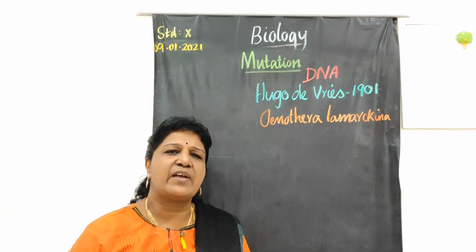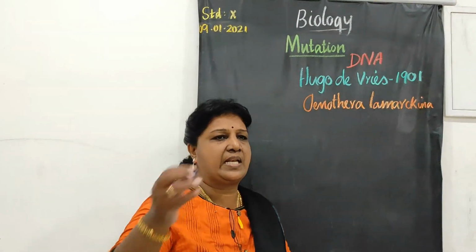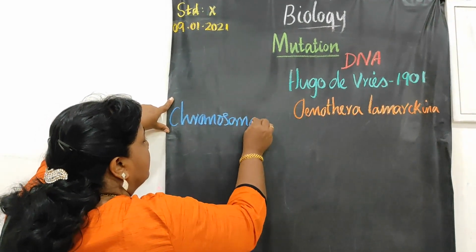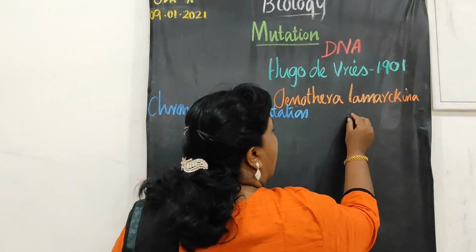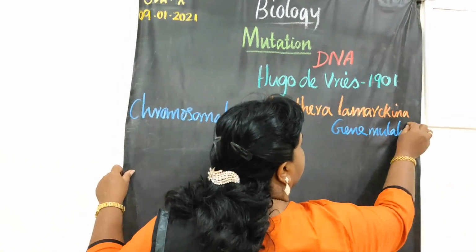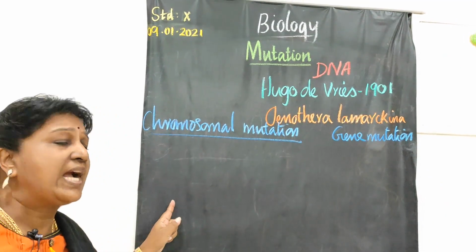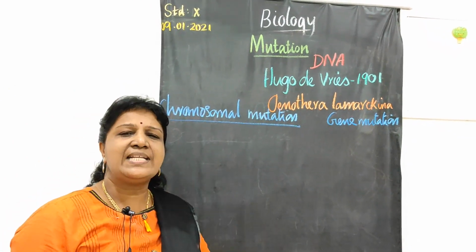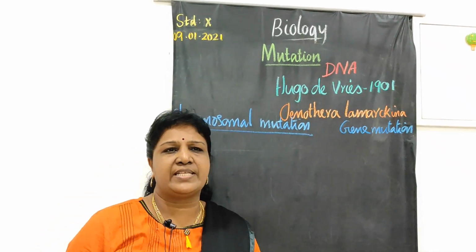And this mutation is of two types. They are chromosomal mutation and gene or point mutation. So first coming to chromosomal mutation. From the name, what are we coming to know? Yes, sudden change occurs in the chromosome. So sudden change which occurs in the structure and number of chromosomes is called chromosomal mutation.